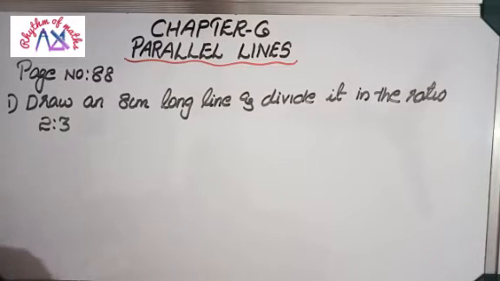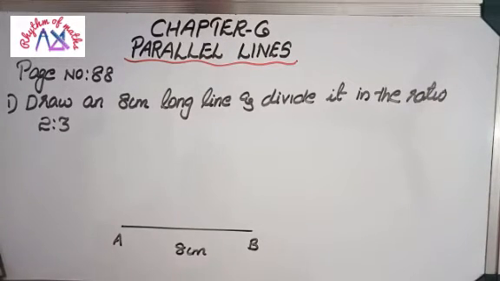The first step is to draw an 8 centimeter line using a scale. So this is the 8 centimeter line AB. Now, in order to cut this 8 centimeter line in the ratio 2 is to 3, we need one more line, because we learned that 3 or more parallel lines cut any two lines in the same ratio. That concept we are going to apply here.